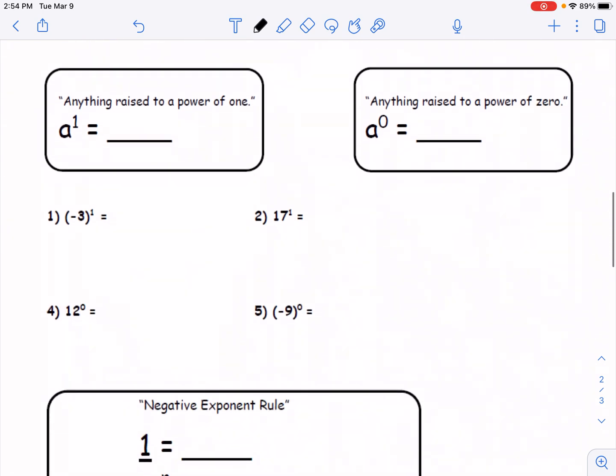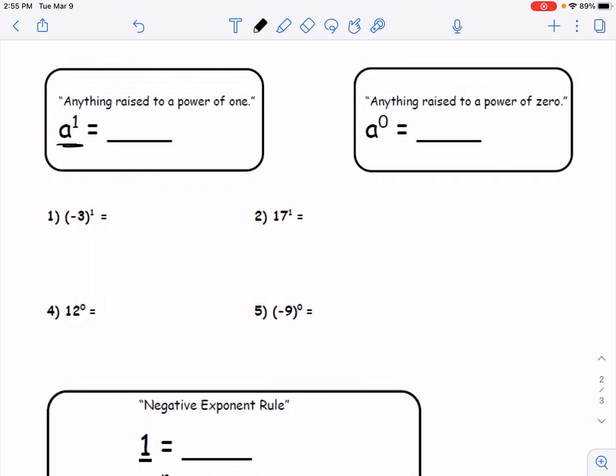Then that's dealing with the positive exponents. The next thing we want to look at also has to deal with raising things to a power of 1, a power of 0, and then here in a little bit the negative exponent. Now raising to a power of 1 and a power of 0 is really not too difficult here, okay?